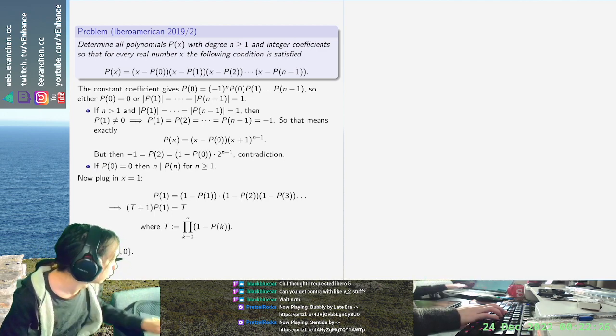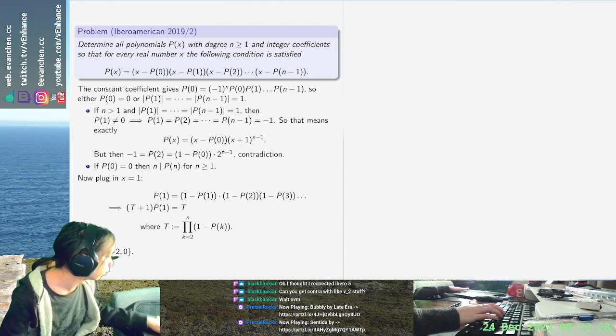Let me call this number t1, because I feel like I can do the same thing with a lot of all the other values as well.